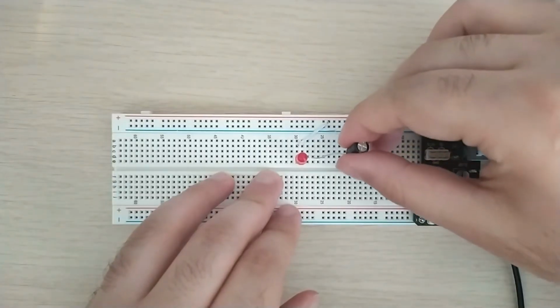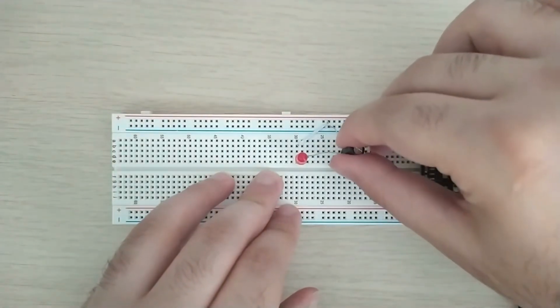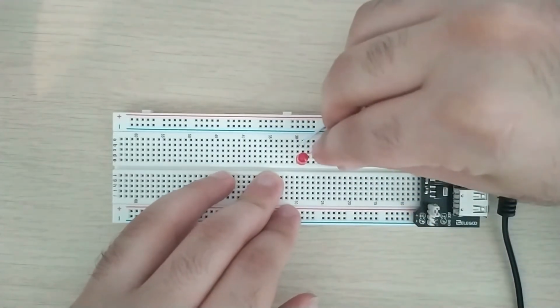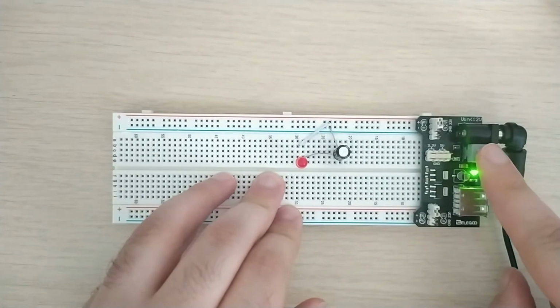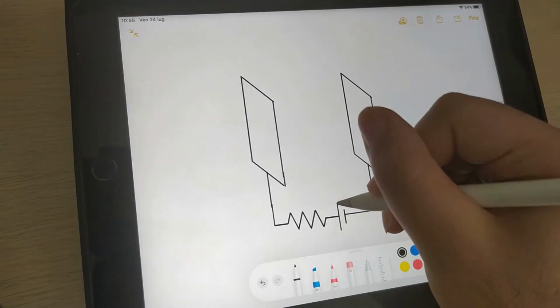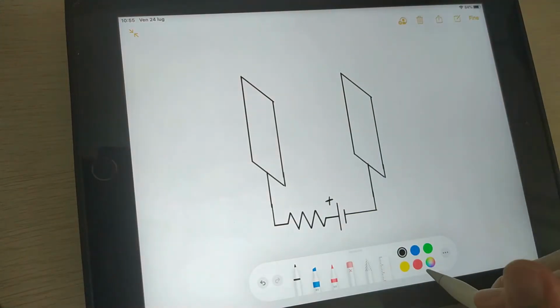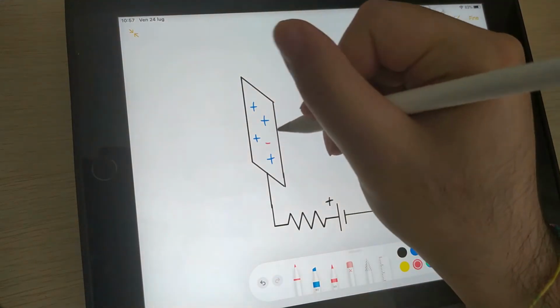Let's see what happens if we charge and connect a capacitor and a LED to a power source. As we can see, the LED emits a fast flash and then goes off. In order to understand this, we need to have a look at the behavior of the capacitor. In the simplest case, we can consider a parallel plates capacitor.